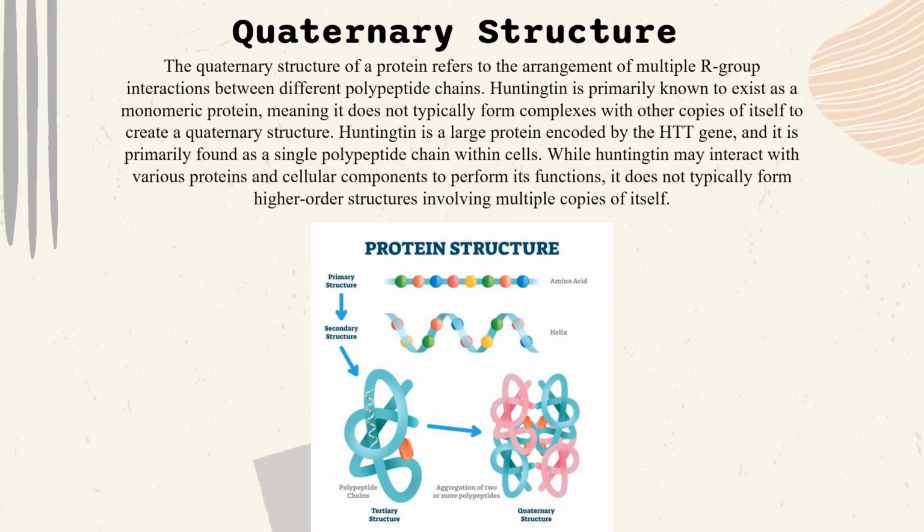The quaternary structure of a protein refers to the arrangement of multiple polypeptide chains and the R group interactions between them. Huntingtin is primarily known to exist as a monomeric protein, meaning it does not typically form complexes with other copies of itself to create a quaternary structure. It is a large protein encoded by the HTT gene, and it is primarily found as a single polypeptide chain within cells. While Huntingtin may interact with various proteins and cellular components to perform its functions, it does not typically form higher-order structures involving multiple copies of itself.